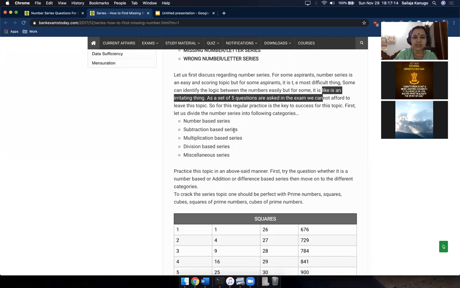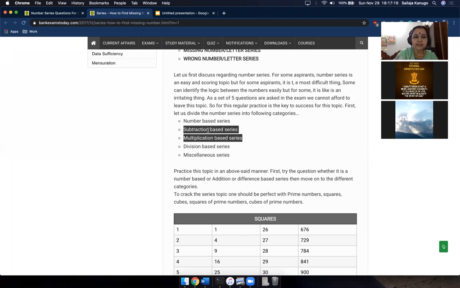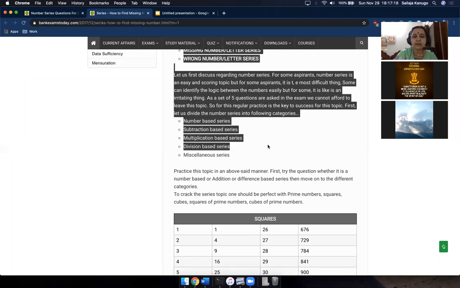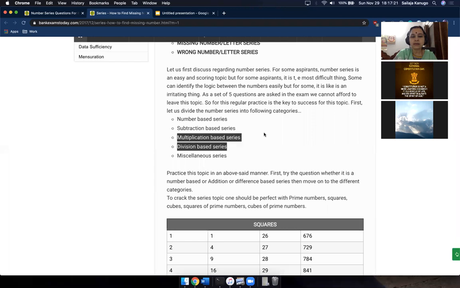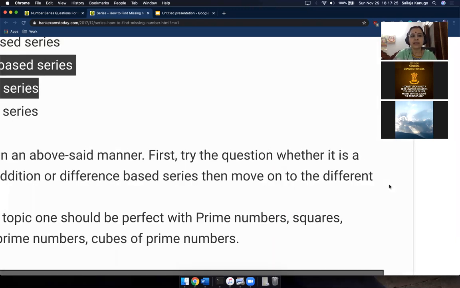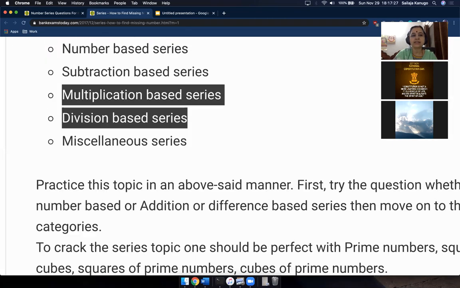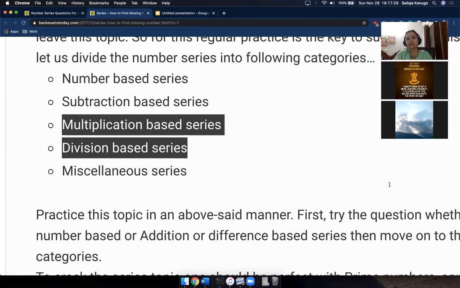Are you able to see the screen, or shall I increase it? No, ma'am, the screen is visible. Visible? Okay, I want to make it a little larger. Yeah, I am very happy to listen to you all the time. All of you are very silently listening. You should put up questions also, especially in mathematics. You need to ask questions.